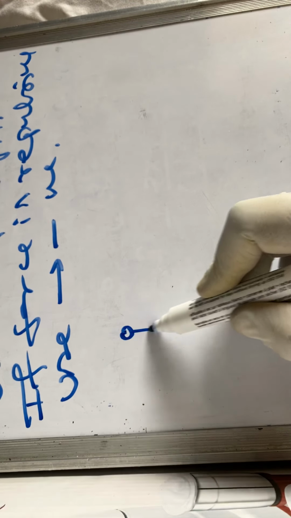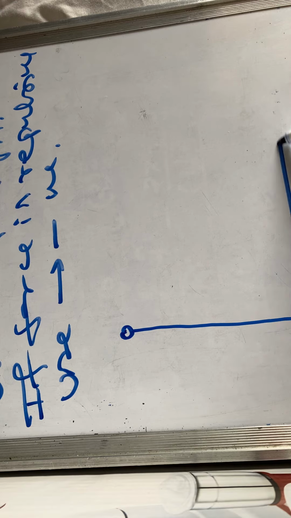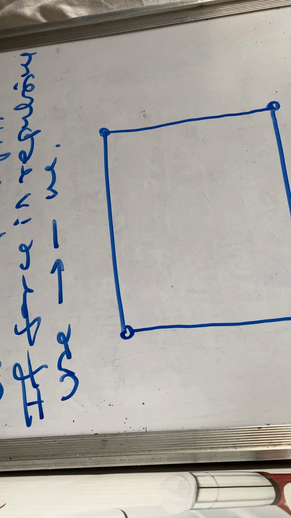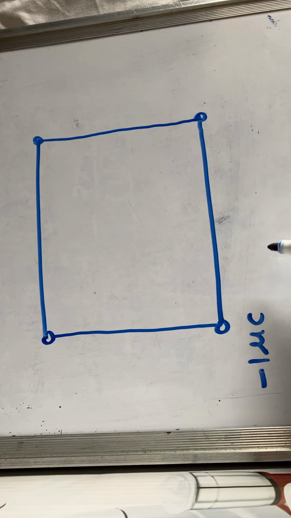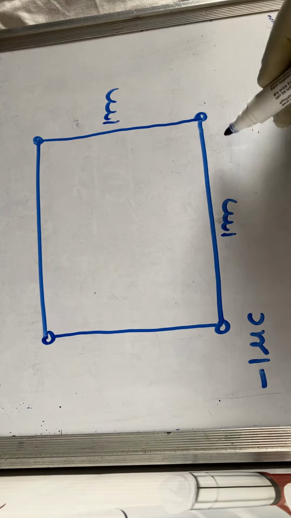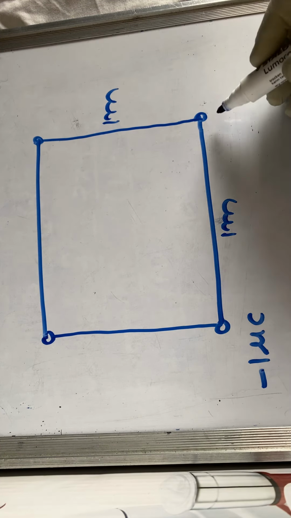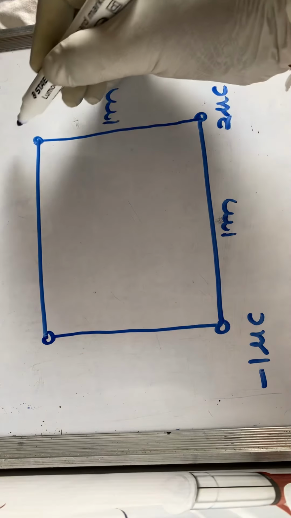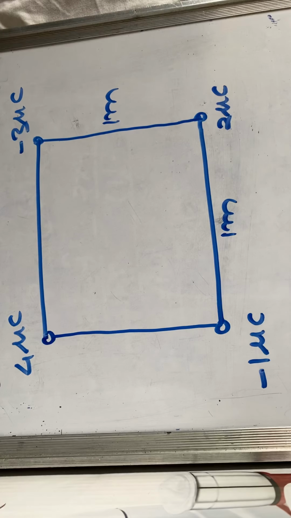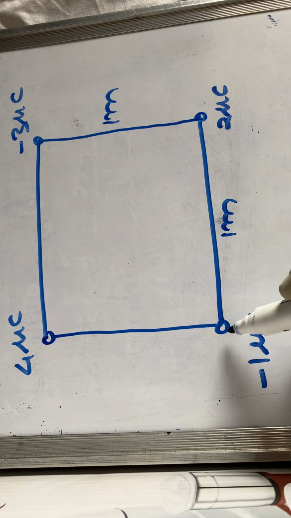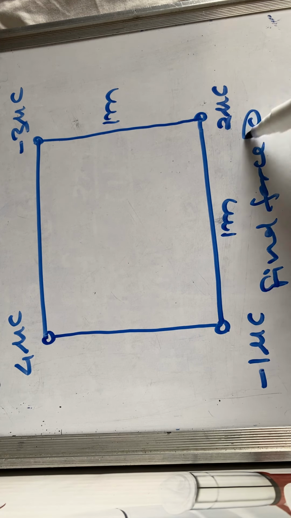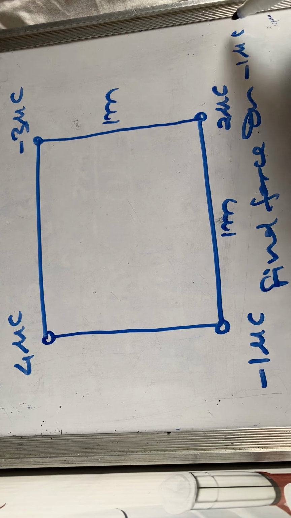Suppose you are given 4 point charges which are at the corners of a square of side 1 meter. Say there's a -1 microcoulomb charge, there is a 2 microcoulomb charge, say this is a -3 microcoulomb charge, say this is a 4 microcoulomb charge, and we wish to find the force acting on the -1 microcoulomb charge. So here the question is, find force on -1 microcoulomb charge.